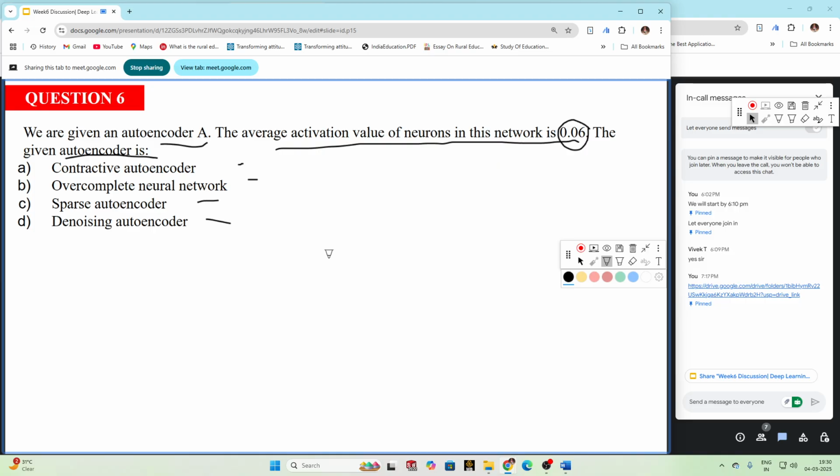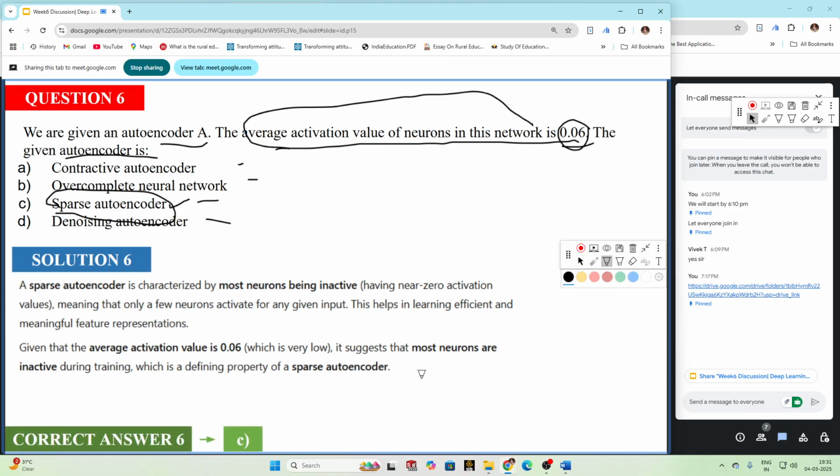Any guesses? Sparse autoencoder, right? Whenever we are talking about the average activation value of the neurons in the encoding layer, that type of autoencoder is known as a sparse autoencoder, where the average value is very close to 0. As this value 0.06 is very close to 0, we can confidently say that it is an example of a sparse autoencoder, because most neurons are inactive in that layer. It will do the regularization process. So option C is the correct answer.